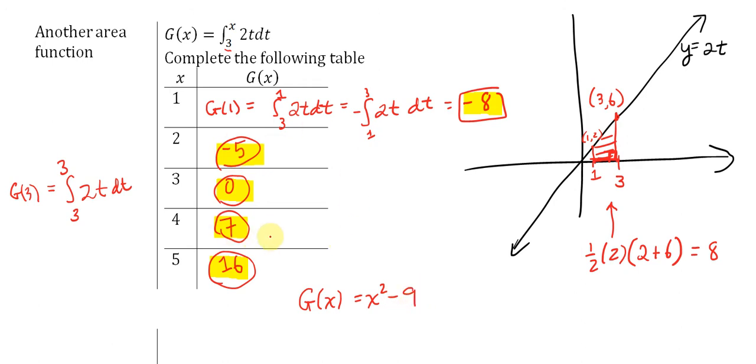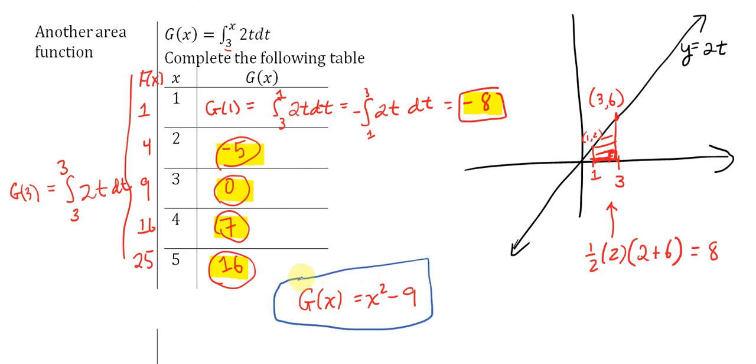Okay. So if you just compare the values that you have for g and the values that you have for f, and maybe I'll write it along here, if you compare the values for f of x, we had 1, 4, 9, 16, and 25. Well, it's not really by any coincidence that the values for g are exactly 9 units smaller than each of the values for f. So g of x is equal to x squared minus 9.